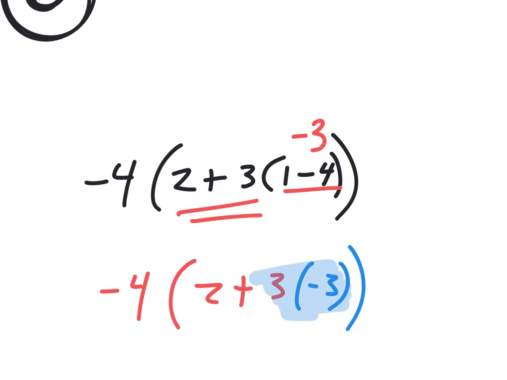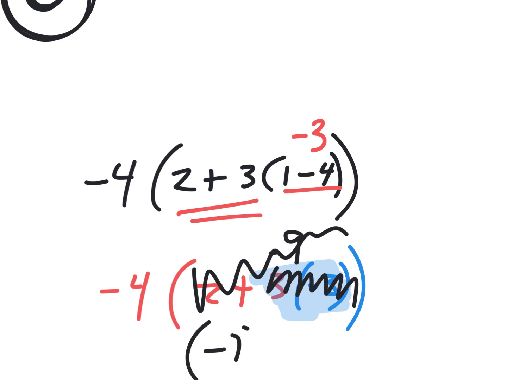I have to go 3 times negative 3 makes negative 9. And a lot of people do this wrong, because they really want to do the 2 plus 3, but you can't. You never do the 2 plus 3. This is done. And now you do 2 plus negative 9. And that makes negative 7.